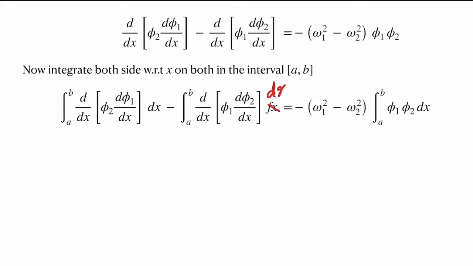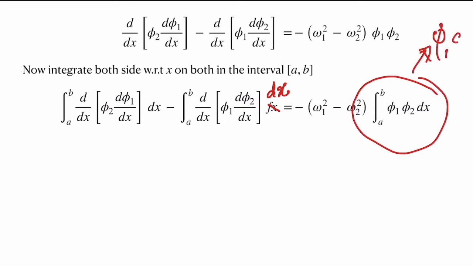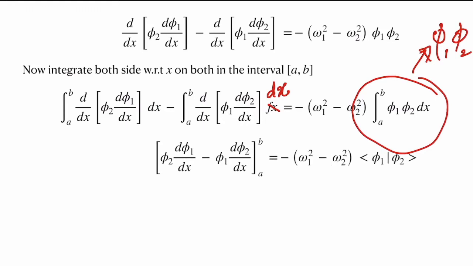This should have been dx equal to minus omega 1 square minus omega 2 square integral a to b phi 1 and phi 2. We recognize that this has a phi 1 dot phi 2 because it is a square integrable function, L2 function, and then this is an exact differential which can be simply integrated out, and which results in the equation that phi 2 into d phi 1 by dx minus phi 1 into d phi 2 by dx evaluated at the boundary a and b equal to minus omega 1 square minus omega 2 square into phi 1 dot phi 2.